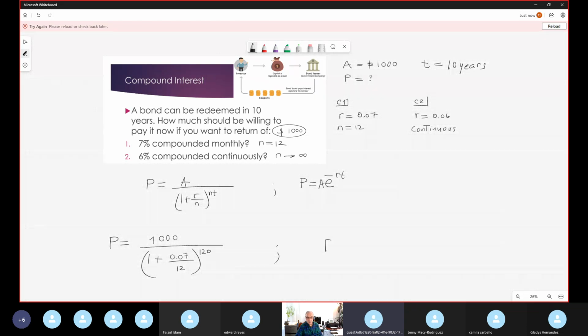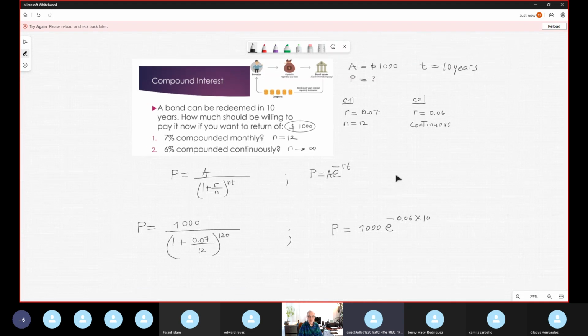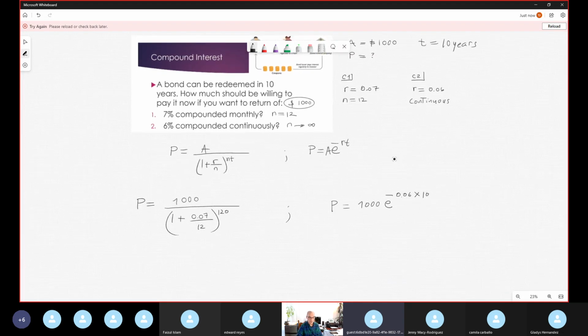Condition 2: present value equals 1000 times exponential of minus, the exponent negative, the reciprocal is the same, 0.06 multiplied by 10. Get the time, 10 years. Okay, I set out the problem, I understand the problem. The rest is calculation: P in condition 1 and P in condition 2. And of course, I select the cheaper option, the less expensive option to buy the bond, because I want to receive the same money in the future.